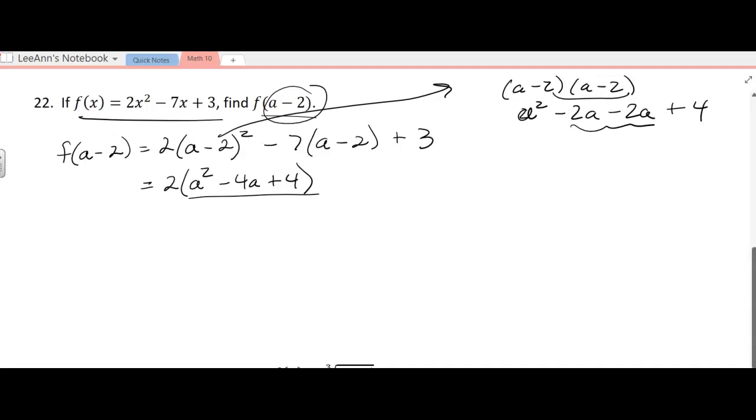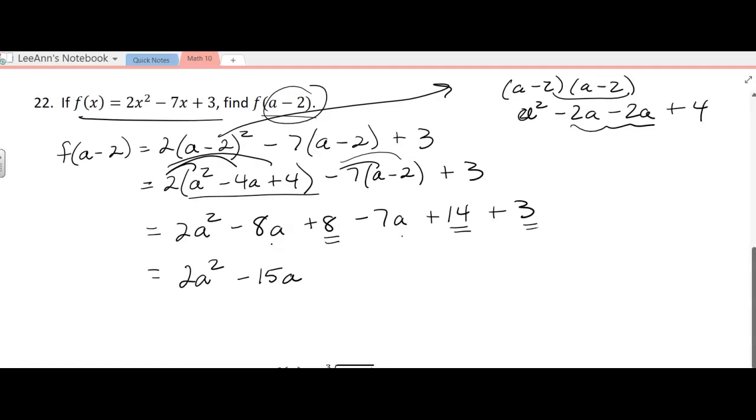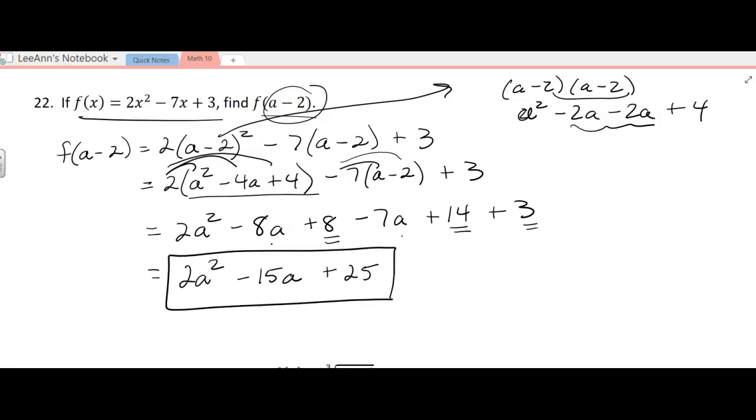Okay. And then I'll just write minus 7 times a minus 2 for now, because I'm going to distribute anyway in a second. All right, distributing: 2a squared minus 8a plus 8 minus 7a plus 14 plus 3. So watch your signs, but we're distributing negative 7a, positive 14. Okay, now what can I combine? I get 2a squared. I got a minus 8a and a minus 7a, minus 15a. And then I've got an 8 and a 14 and a 3. What's that? 17 and 8, 25? I will say that. Usually they want it as a polynomial.